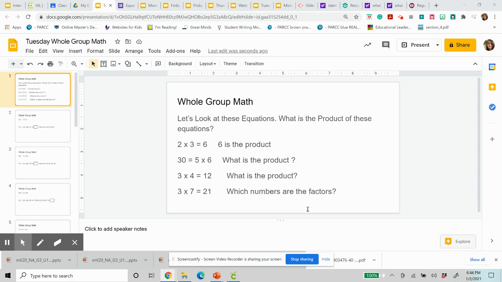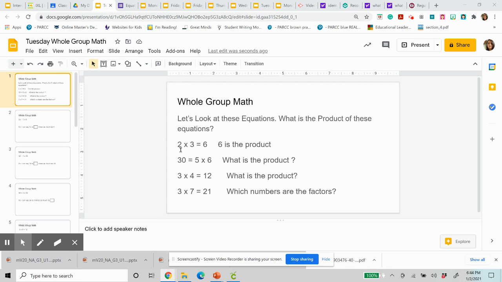Okay, so we have been talking a lot about multiplication. We learned the new word equation the other day. So let's look at these equations, okay? And remember I said vocabulary is important, so we're going to practice. What is the product of these equations?